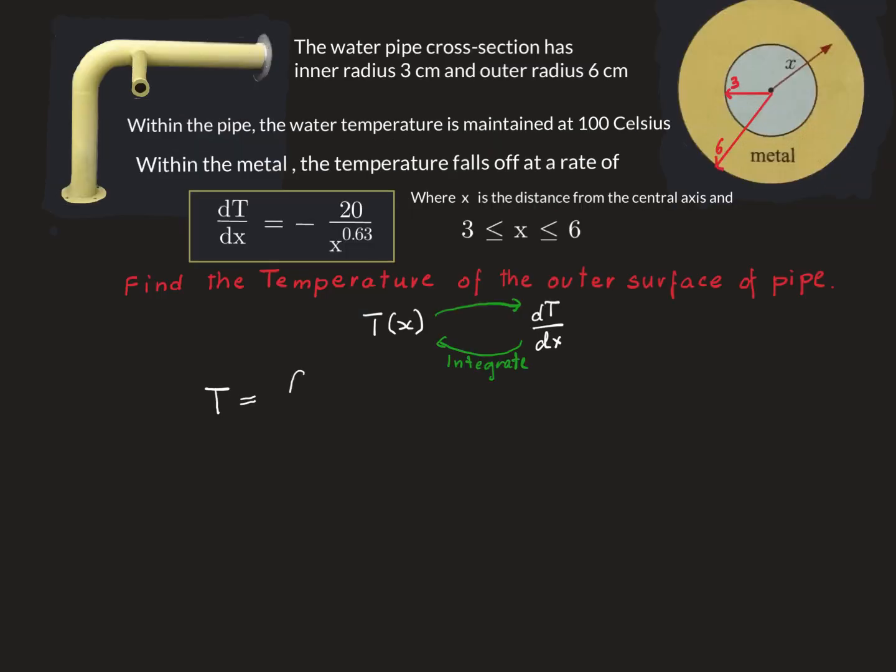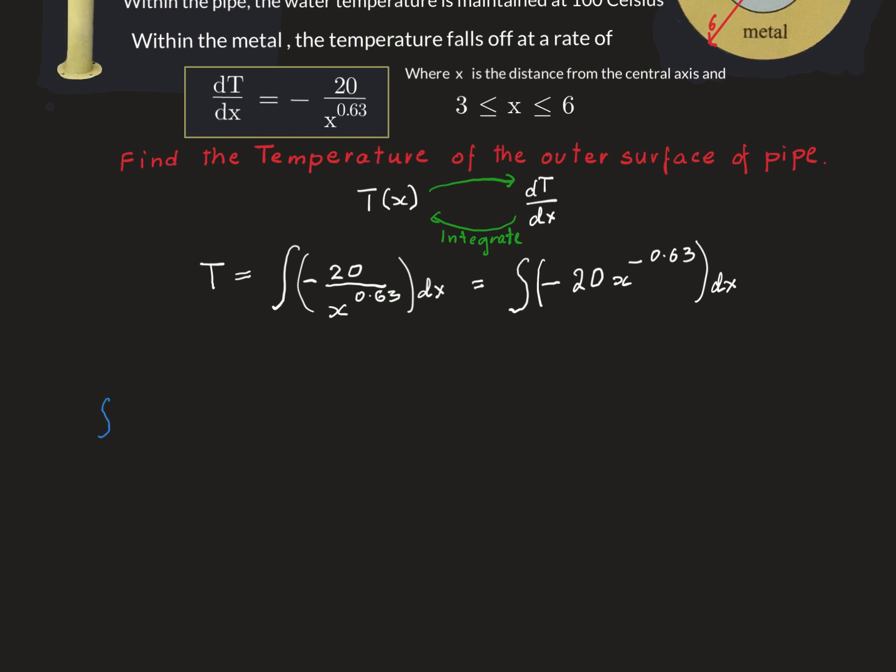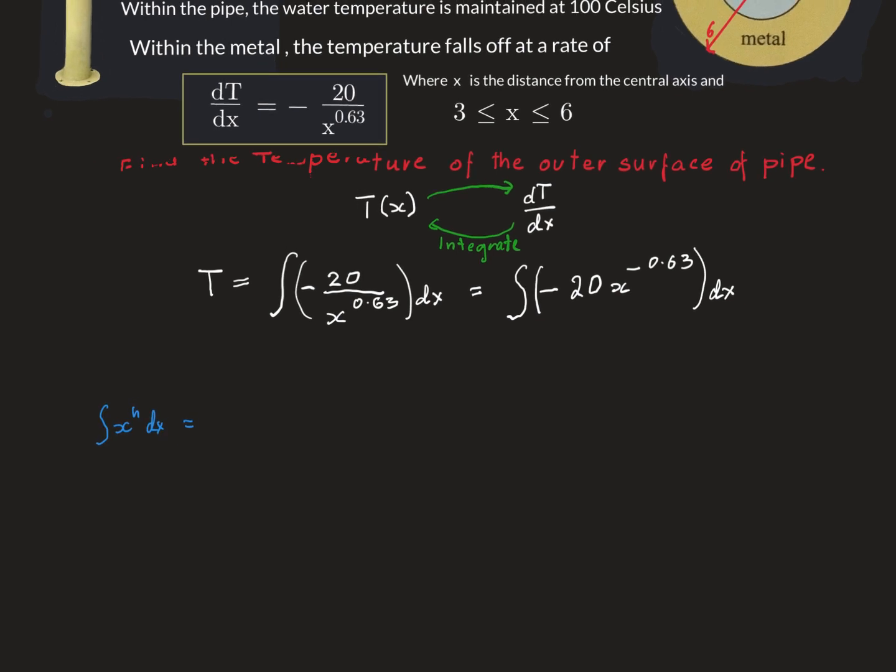And so T will be the integral of minus 20 over x to the 0.63, all that with dx. To integrate this, we want to rearrange it so that it becomes minus 20 x to the minus 0.63 dx. Now we can integrate. Just a refresher on integrating x to the n dx: that's going to be x to the n plus 1 over n plus 1, plus c.